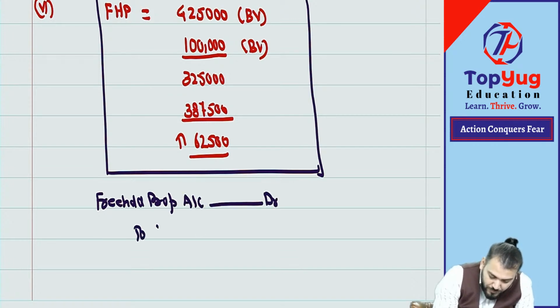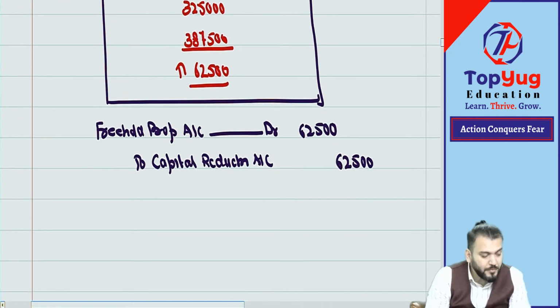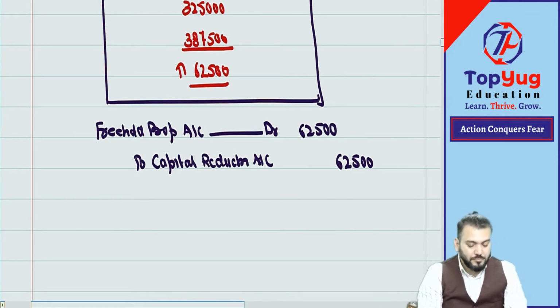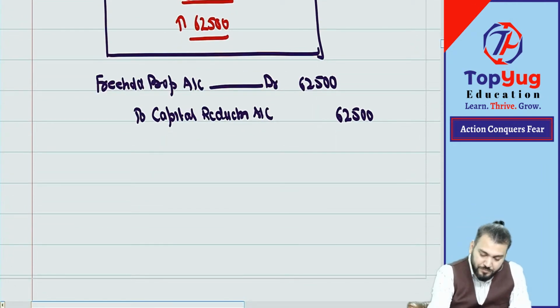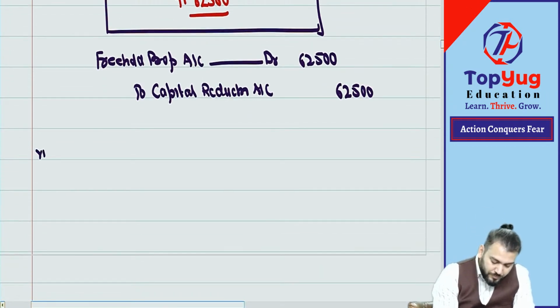To what? Capital reduction account, 62,500. Got it. Now let us reduce whatever they have given, all assets together. Can we do together? Point number 7. Capital reduction account debit.